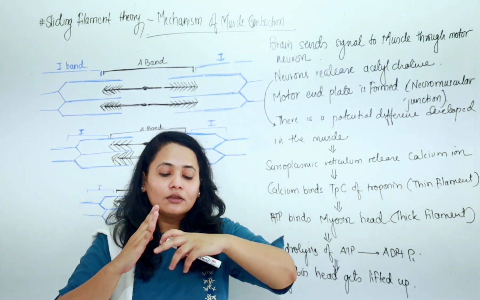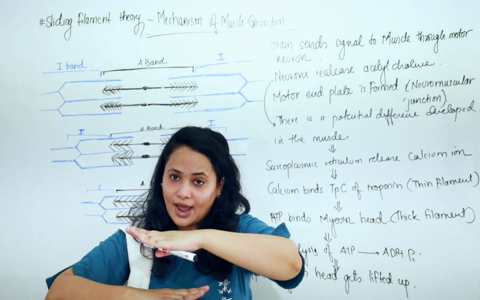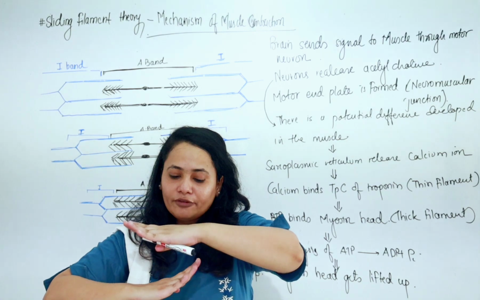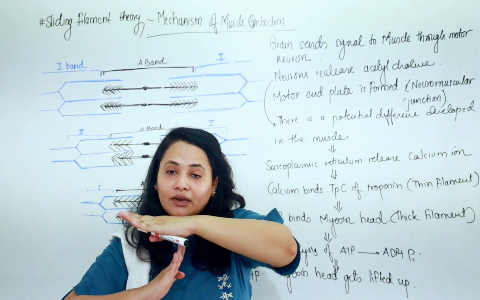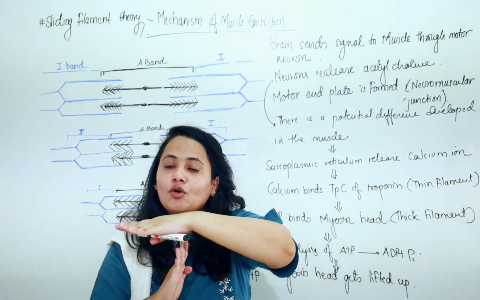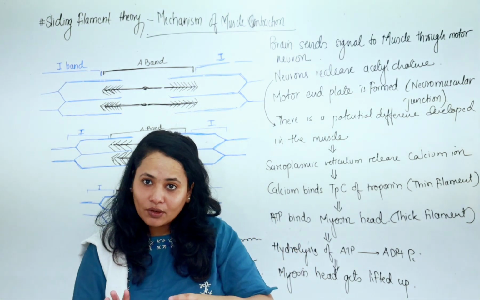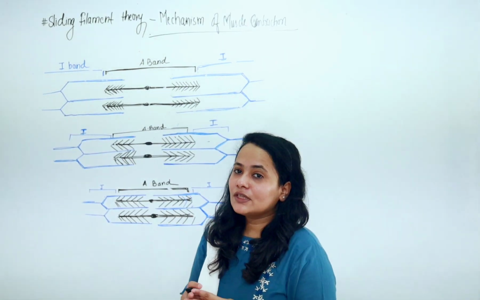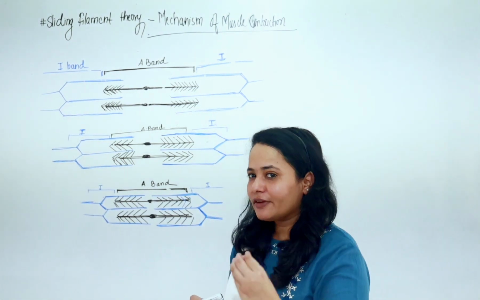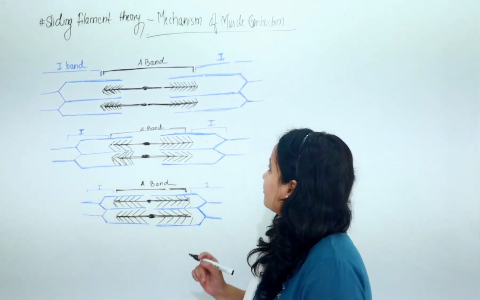So once the ATP is getting hydrolyzed, the head is lifted up and it binds the upper portion of actin filament. Is that clear to you now? Now we have seen that the myosin head is lifted up. So let us have a small diagram for the understanding of this.